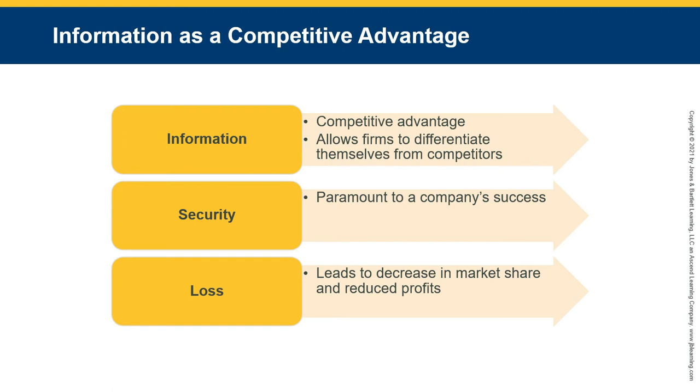Information has competitive advantage. So we have information. Competitive advantage allows firms to differentiate themselves from the competitors. So again, take the example of Coke. Their drink is different than Pepsi, and we want to keep it that way. If we had the formula, they'll have it.